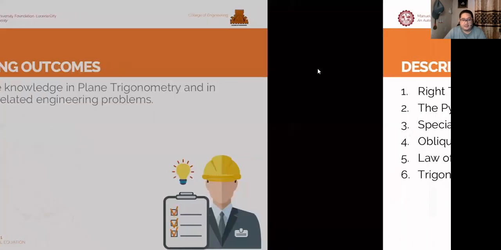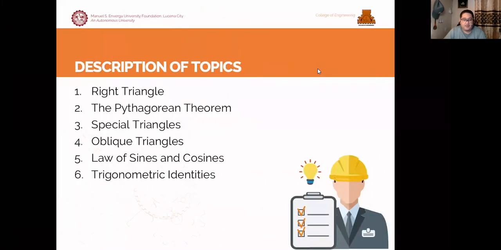Alright? So, okay, so description of topics involved in trigonometry are as follows. So we have yung right triangle, yung Pythagorean theorem natin, special triangles, oblique triangles, law of sines and cosines, and lastly is trigonometric identities.